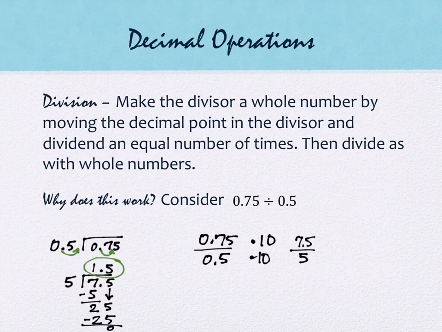What we're really doing is we're multiplying the dividend and the divisor both by the value 10. And that's why that happens. All right, so those are our 4 basic operations. Any questions so far?